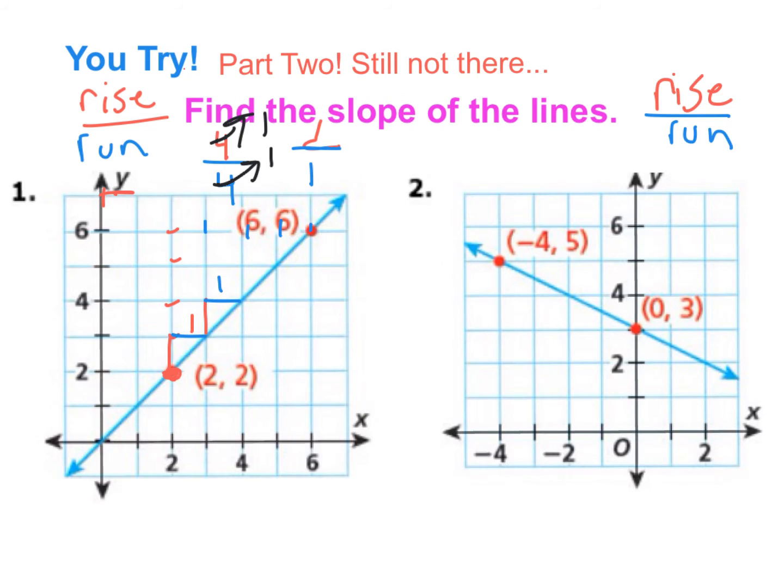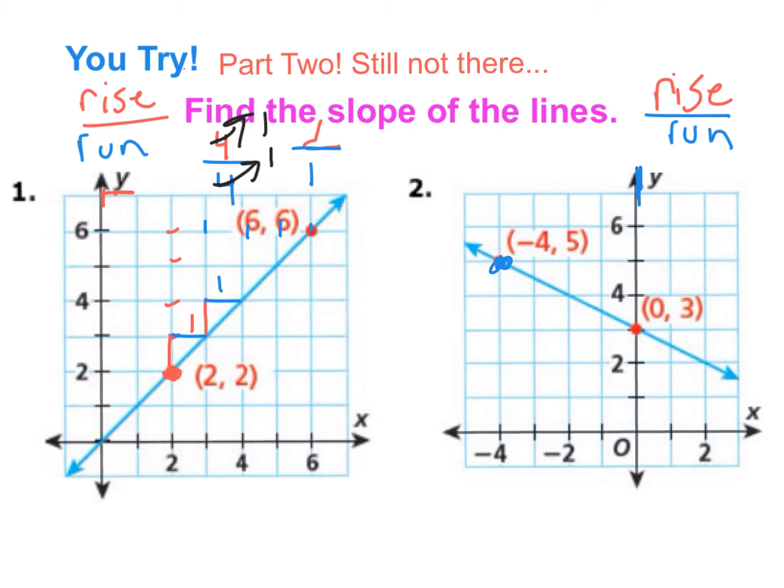And we'll find a starting point. So I'm going to choose this point as my starting point. Maybe you choose differently, but that's okay. You should get the same answer. So if I start at -4, 5, I need to find out my rise, or what my change in y, what my change in my vertical axis was.